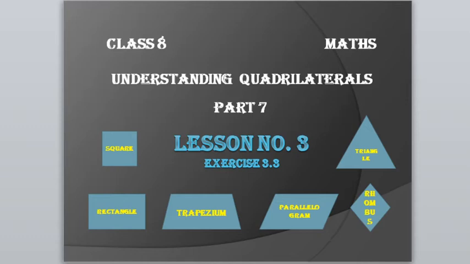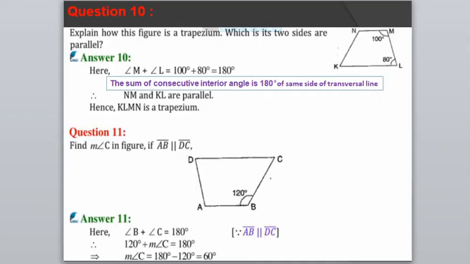This is the 7th part in which I am going to take exercise number 3.3. In the earlier 6th part we completed the questions till question number 9, so today I am going to take question number 10. Explain how this figure is a trapezium, of which two sides are parallel.